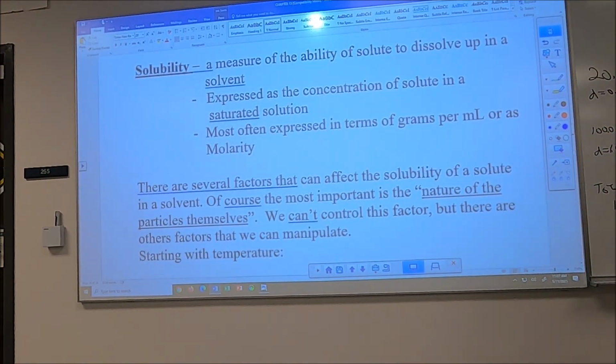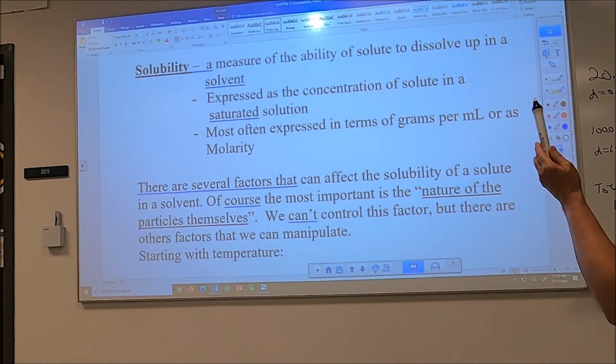Okay? So solubility, mentioned it before, is a measure of the ability of a solute to dissolve in a given solvent. It's expressed in terms of concentration of the solute in a saturated solution, most often expressed in terms of grams per milliliter or molarity. Okay? The more soluble a solute is in a given solvent, the higher its solubility is going to be.